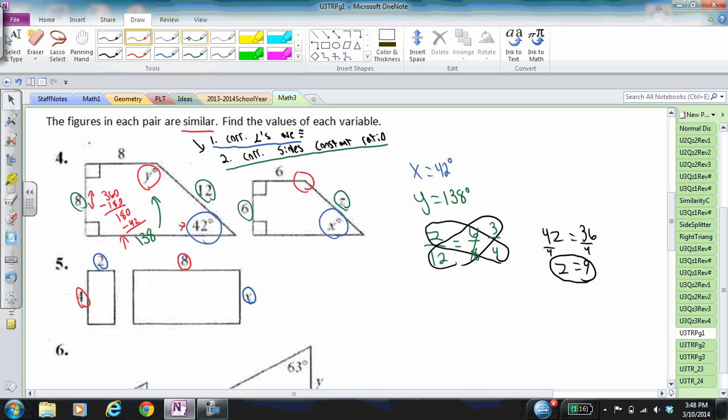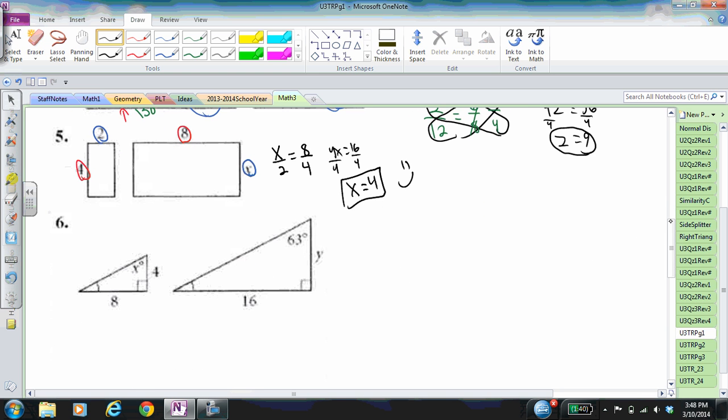So the proportion I can set up there is x over 2 equals 8 over 4. So then we cross multiply, or if you can just see from here that x is 4, that's great. But I'll cross multiply, so that's 4x equals 16. Divide by 4 on both sides, x is 4. Yay!